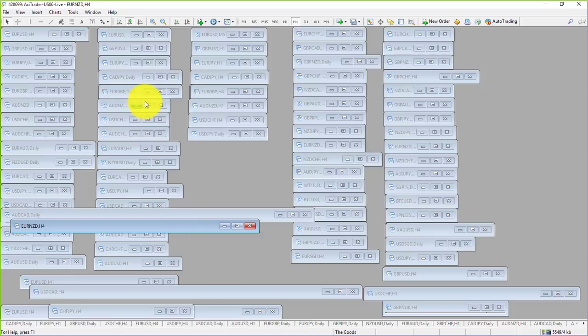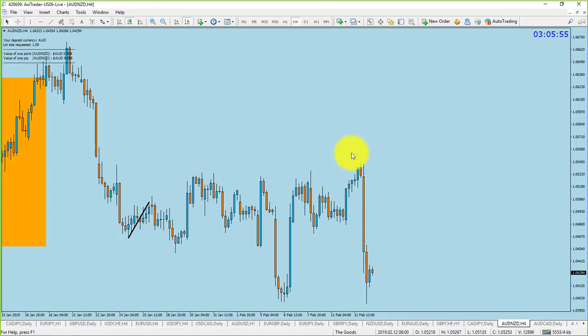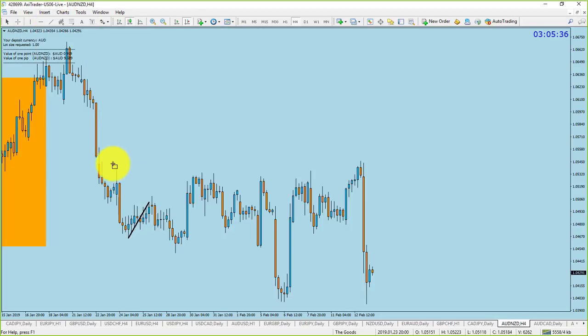So let's talk about the Aussie Kiwi. How do we set up a trade on the Aussie Kiwi? Well, what I would do, and this is the way I'm looking at it right now, is I'm looking at this from a box point of view.